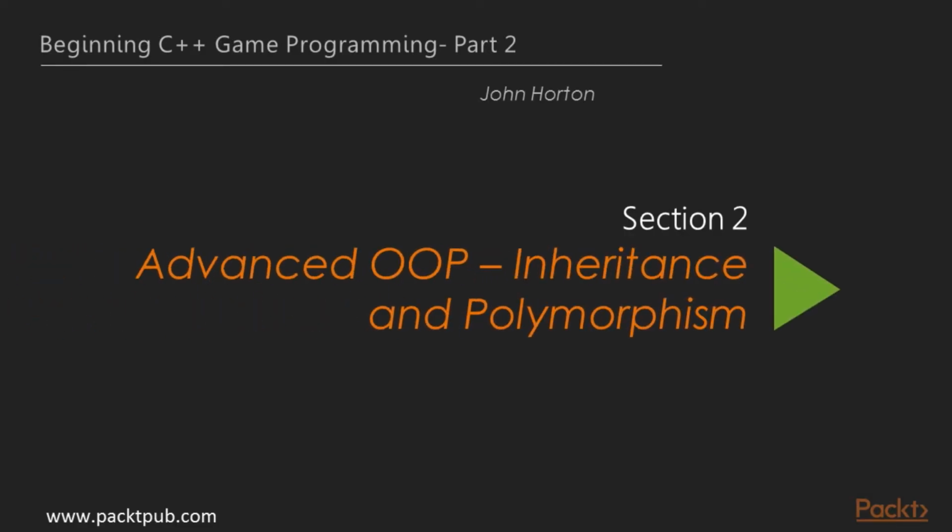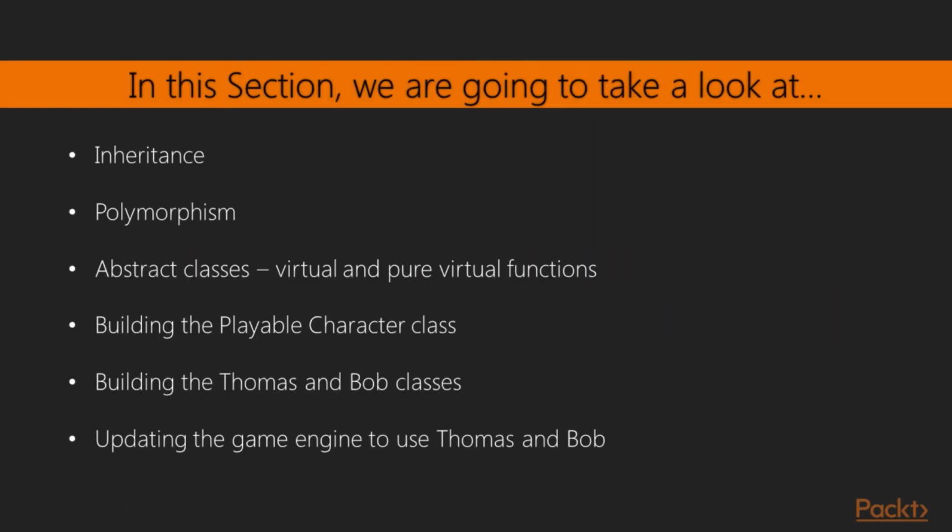Hi, this is Section 2, Advanced OOP, Inheritance and Polymorphism. We'll begin this section by learning inheritance and polymorphism. Then, we'll take a look at abstract classes and building the playable character class. Lastly, we'll explore building the Thomas and Bob classes and updating the game engine to use Thomas and Bob.